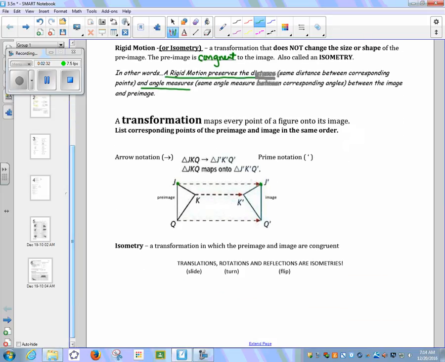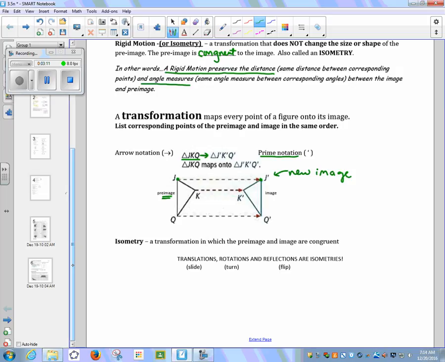Okay, so there's a little notation here that you need to know. This one says triangle JKQ, and then this arrow means maps to triangle J prime, K prime, Q prime. That prime notation is a signal to you that that's the new image. That's the new resulting image with the prime notation. If there's no primes, that's what you know is the pre-image. Okay, so we start with triangle JKQ, and it maps to J prime, K prime, Q prime. So obviously J corresponds with J prime, etc.